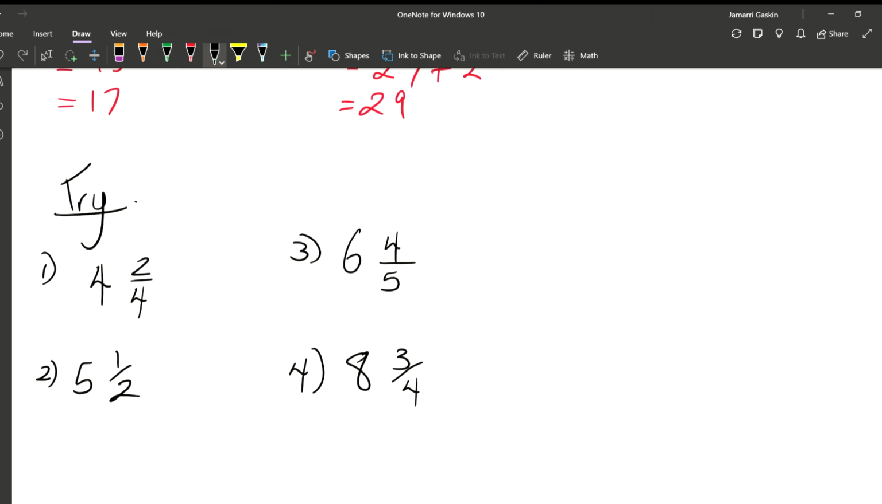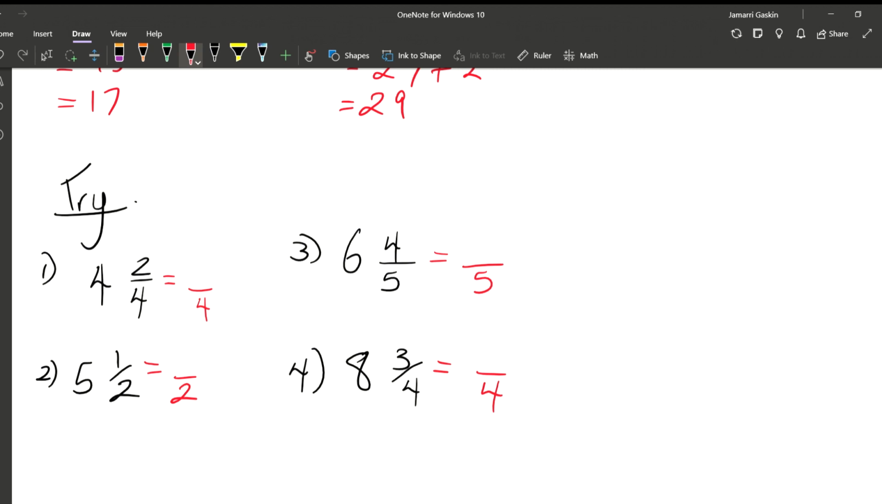Now, try these 4 items for me. Just pause the video and try it, and then you can unpause the video and see what the answers will be. Okay, let's go. So for this first one, off the bat, we know that our denominators are going to be the same as in the fractional pieces. So this is going to be over 4. This is going to be over 2. This is going to be over 5. This is going to be over 4. So straight off the bat, we know half of all of our answers.